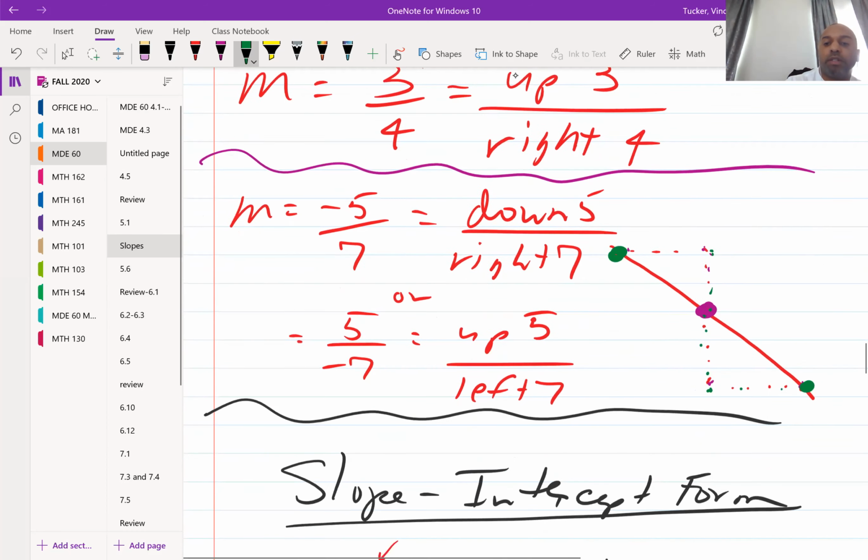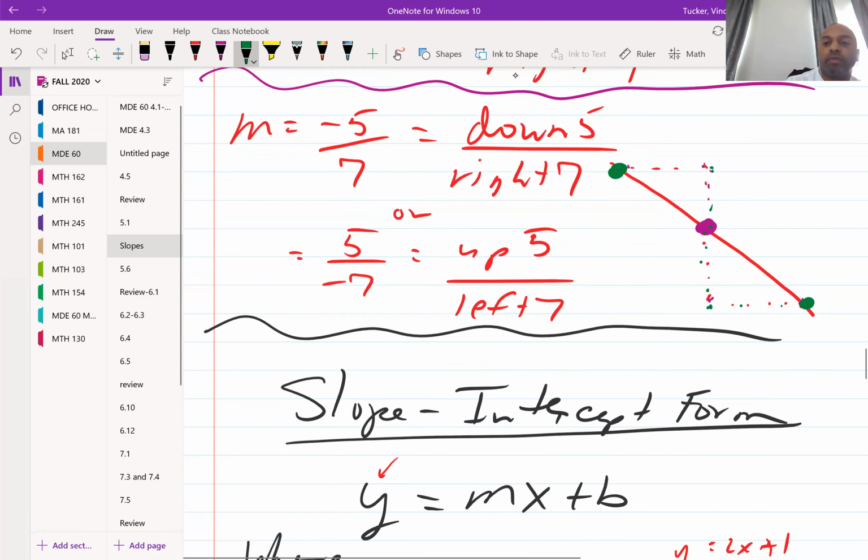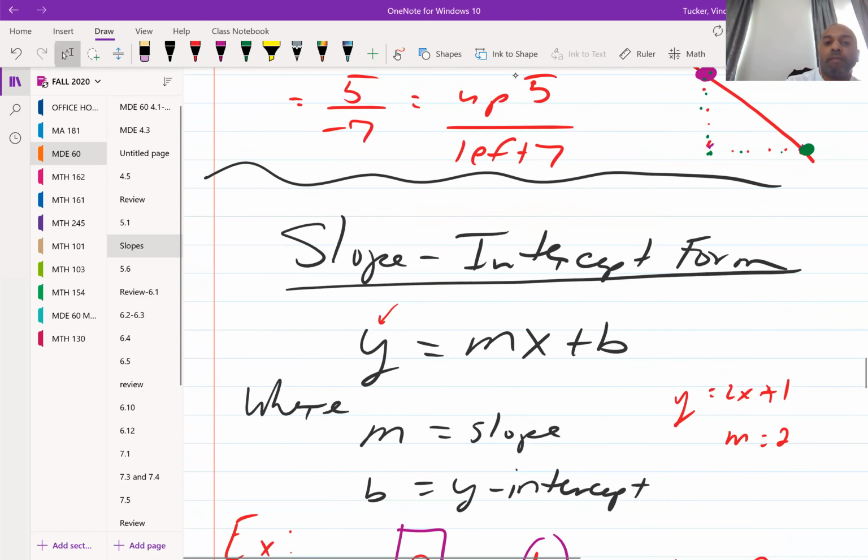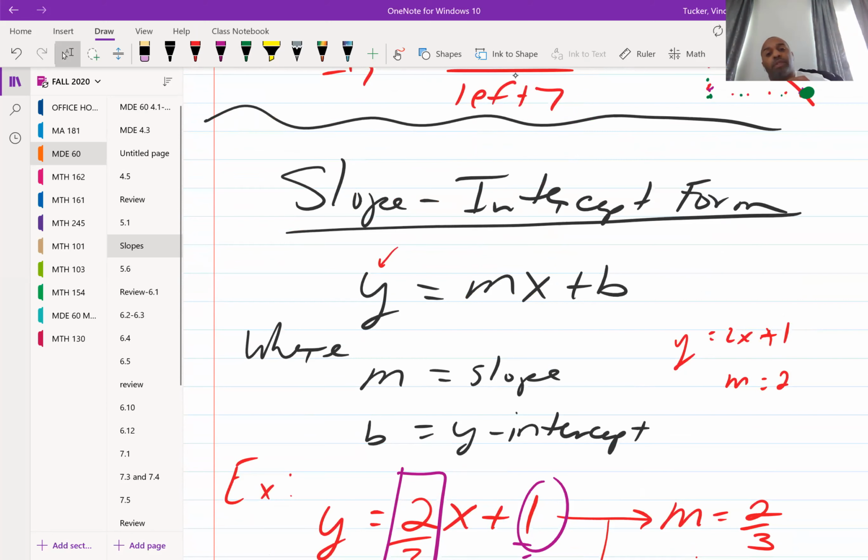Scroll up, everybody good. All right, so here we have our slope intercept form. We have y equal to mx plus b, where m is your slope and b is your y-intercept.